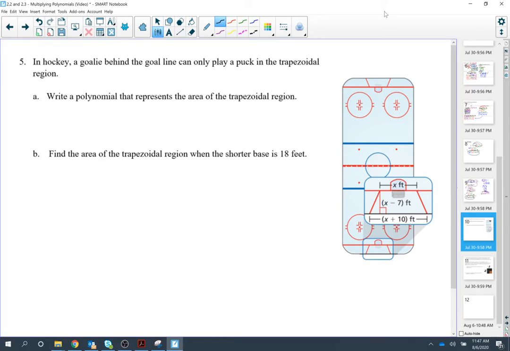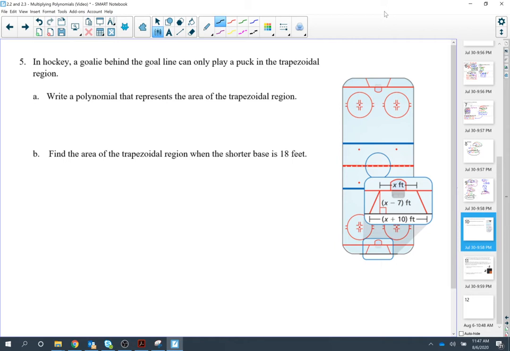Okay, everyone, last but not least, we're going to end this section with our application problems. So number 5, in hockey, a goalie behind the goal line can only play a puck in the trapezoidal region. Now remember, a trapezoid is a quadrilateral. It has 4 sides, and 2 of the sides are parallel. The other 2, not so much.